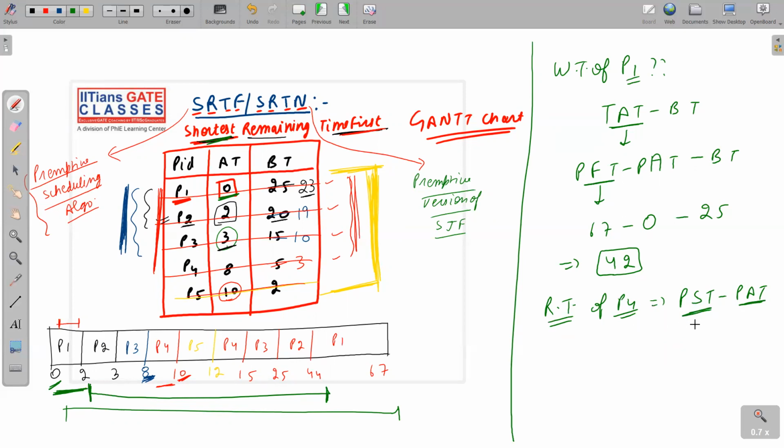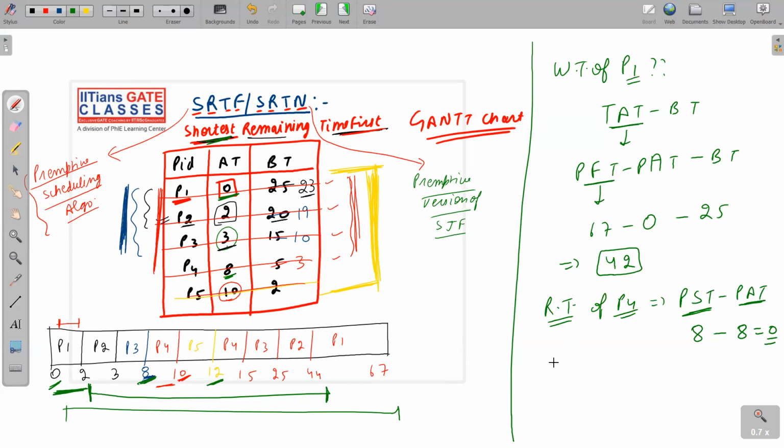Process start time. P4 started at 12. Arrival time. P4 arrived at 8. Oh, sorry for that, I forgot. P4 started at 8. This was the second time when P4 was executed. P4 was executed here first. So P4 started at 8 and it arrived at 8. So response time will be start time minus arrival time, 8 minus 8, that is 0. So response time of P4 is 0. I hope I have made the point clear to everyone.